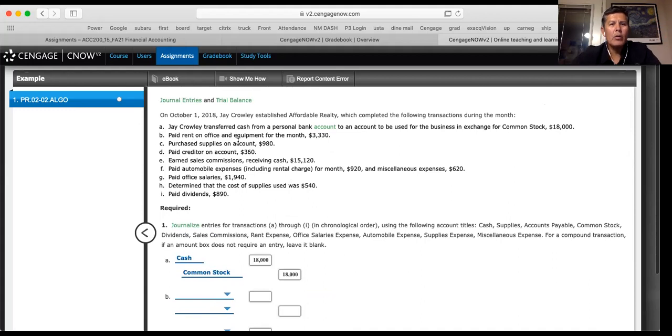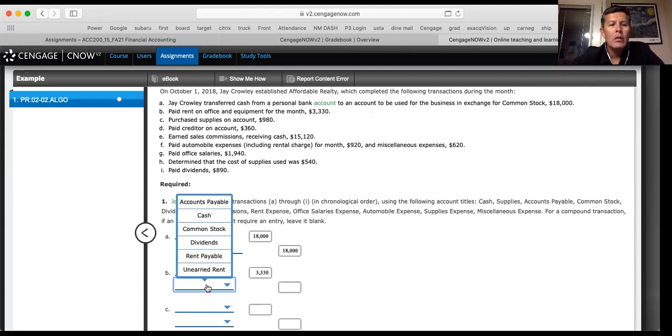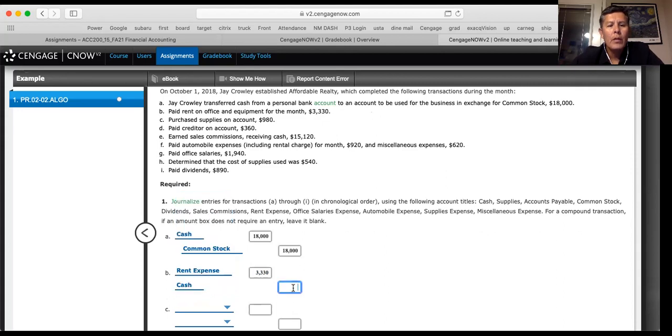Second, B, paid rent on office equipment for the month of $3,300. Let's see. Where is that? Let's see. So this will be rent expense, and this will be $3,330. Okay, and we used cash to pay this, $3,330. Okay, and let's see.